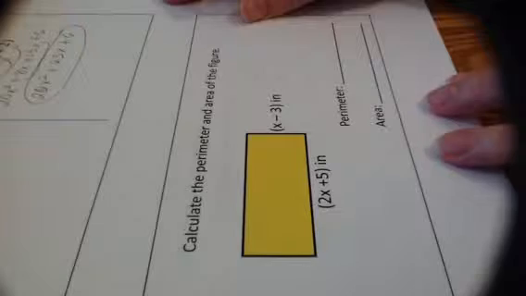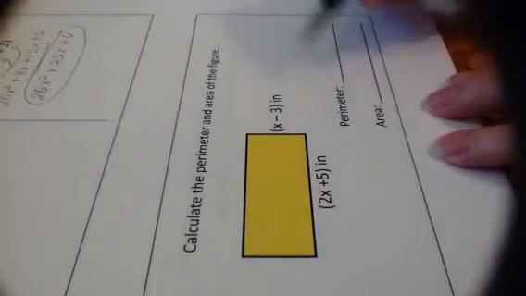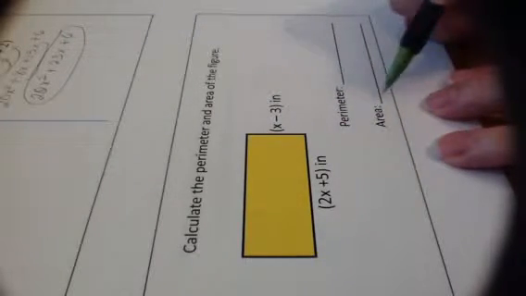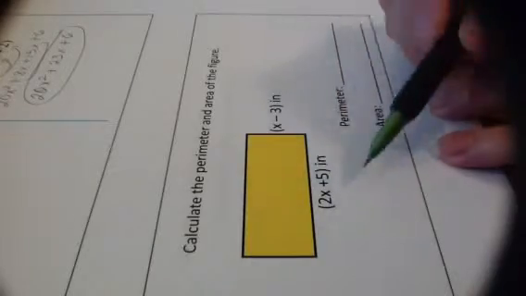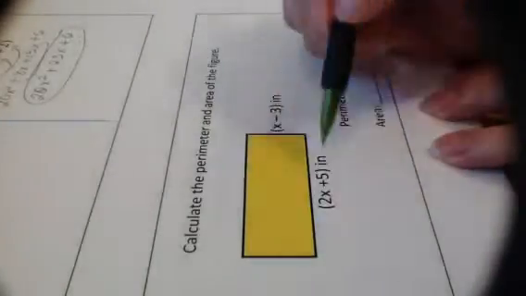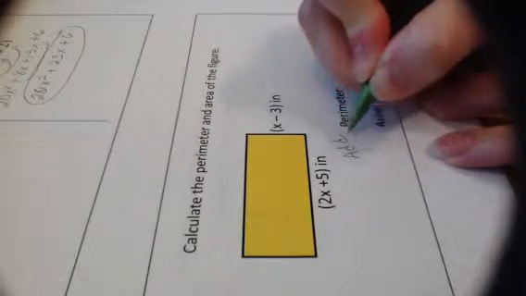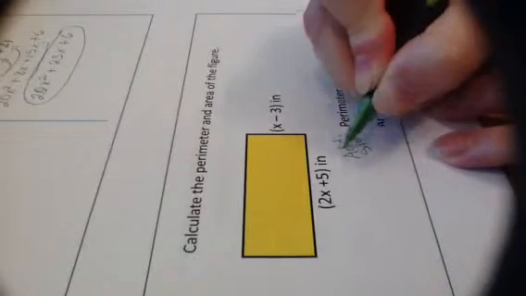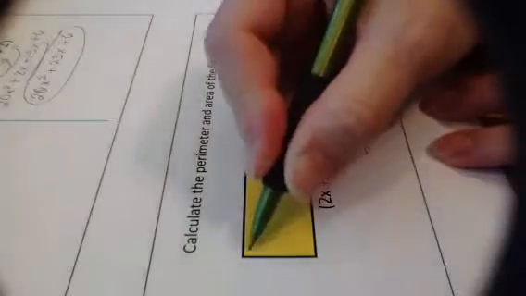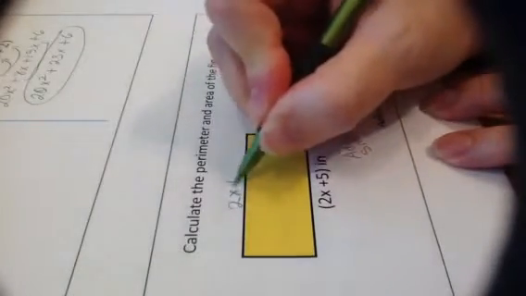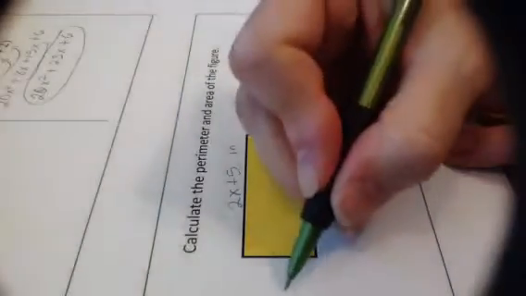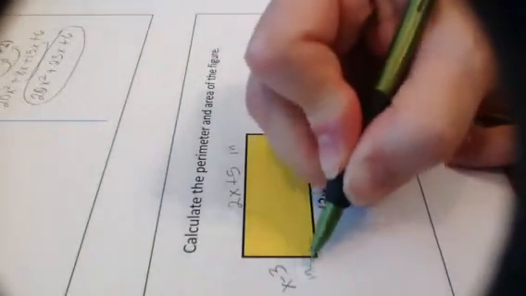Now these processes are related to geometry. They're related to the perimeter and area of a rectangle. To get perimeter, we add all of the sides together. So this is adding the sides. So if this side is 2x plus 5, then this side would also be 2x plus 5 inches. And if this is x minus 3, then this would be x minus 3 inches.